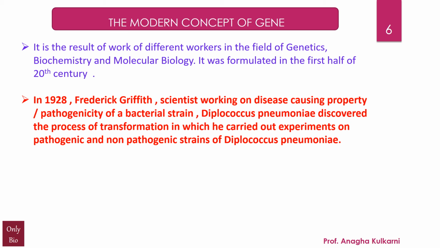Friends, let me remind you that pneumonia is a disease that is caused by a bacterium called Diplococcus pneumoniae. And this bacterium has two strains or types in it: one that is pathogenic and the other that is non-pathogenic. So this was being found out by Frederick Griffith because he was conducting his experiments on the property of pathogenicity of Diplococcus pneumoniae. Pathogenicity is nothing but the ability to cause disease.